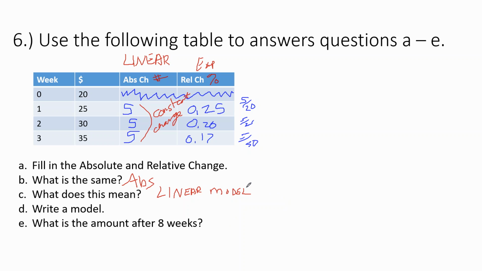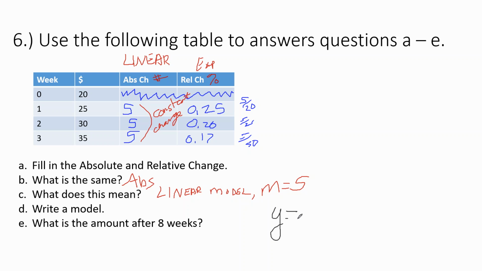Yeah, slope is the constant change in a linear model. So when you have the absolute change that is the same, in this case it's a 5 each time, that's a constant change, happens the same over and over and over. That tells us not only do we have a linear model, but that tells us that our slope is 5. That describes our slope.